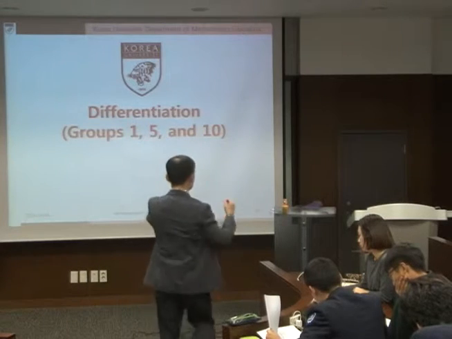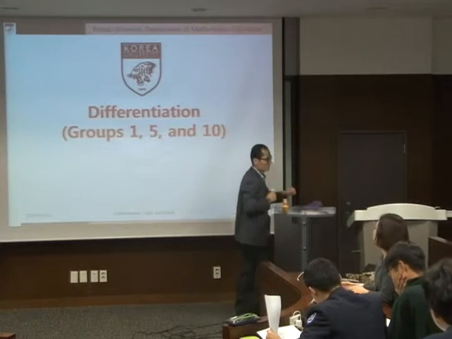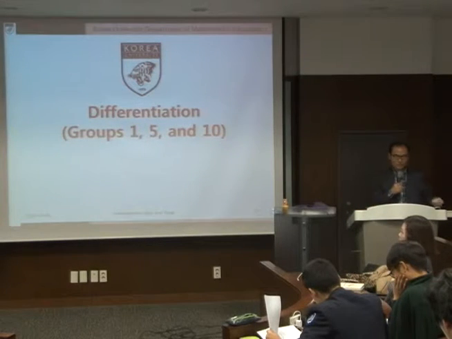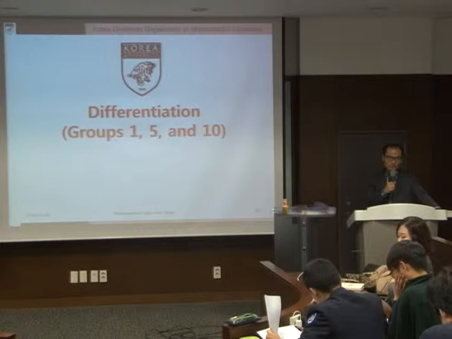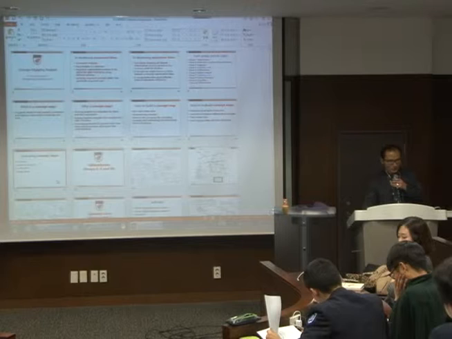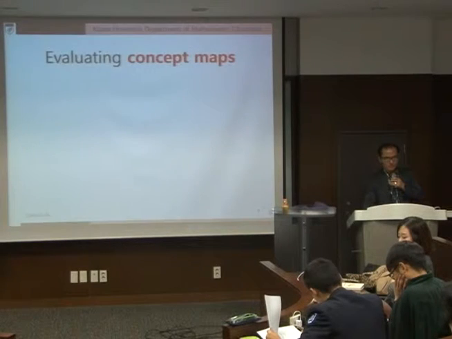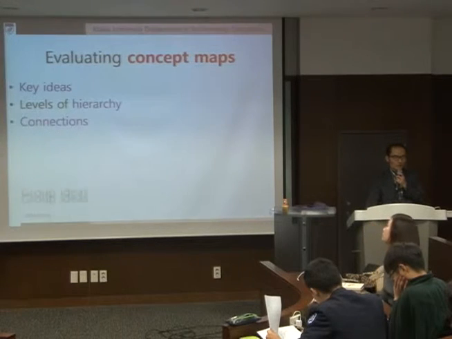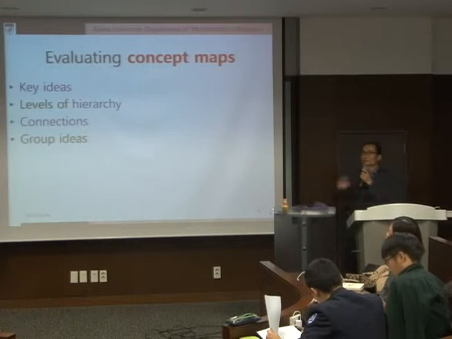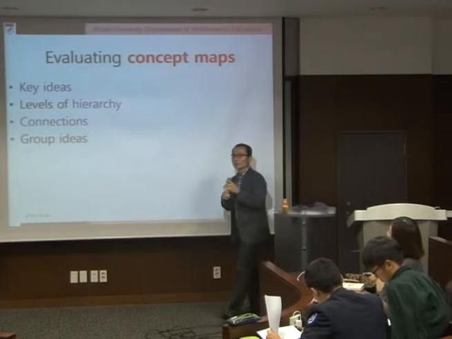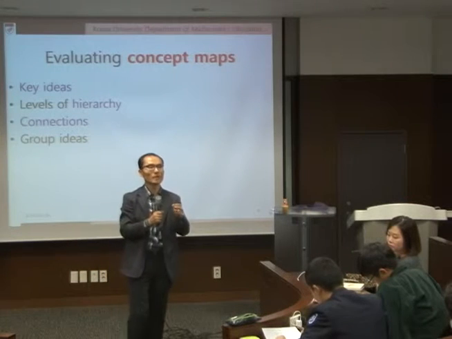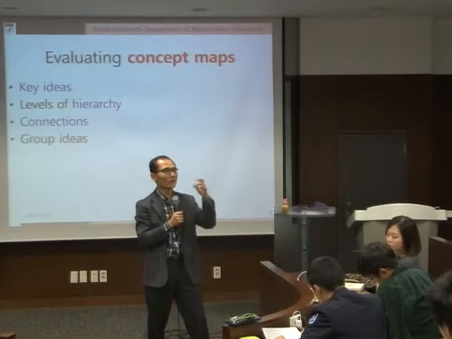I'm going to give you at least 5 minutes. Take a look at 3 of them. Differentiation developed by group 1, 5, and 10, based on these 4 standards, which were key idea, level of hierarchy, connection, and group idea. Why don't you evaluate by yourself? So you need to select one of them: group 1 or group 5 or group 10, whichever is the best. And then why did you select it?